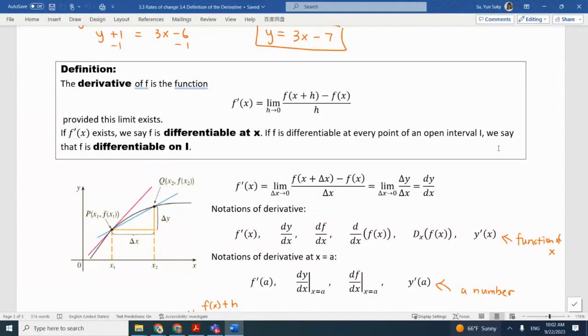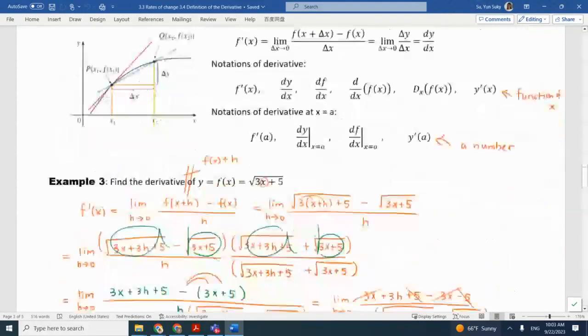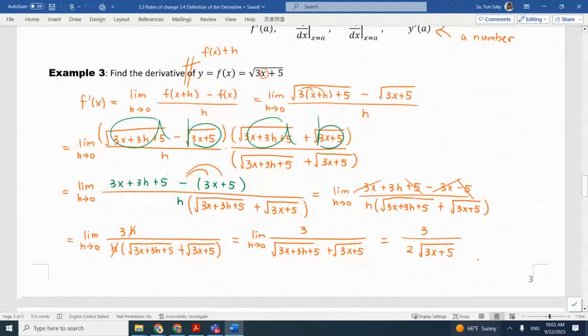And so change of y over change of x. That's why the numerator, sorry, more space. Change of y is f of x plus h minus f of x, and then all over h. And all of these are notations of derivatives. And all these are notations of derivative at a particular point. Okay? And last time we also did example 3.